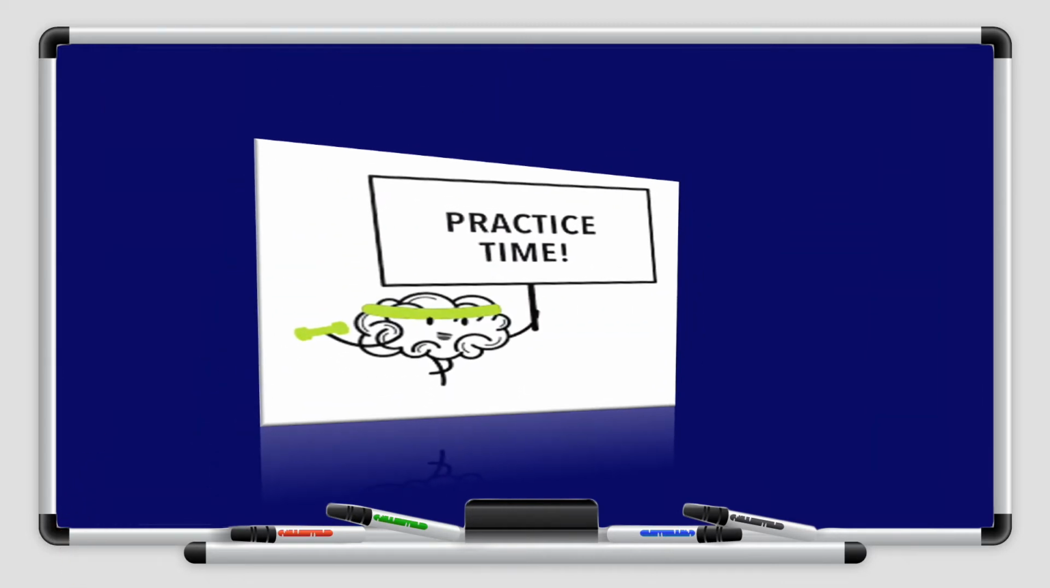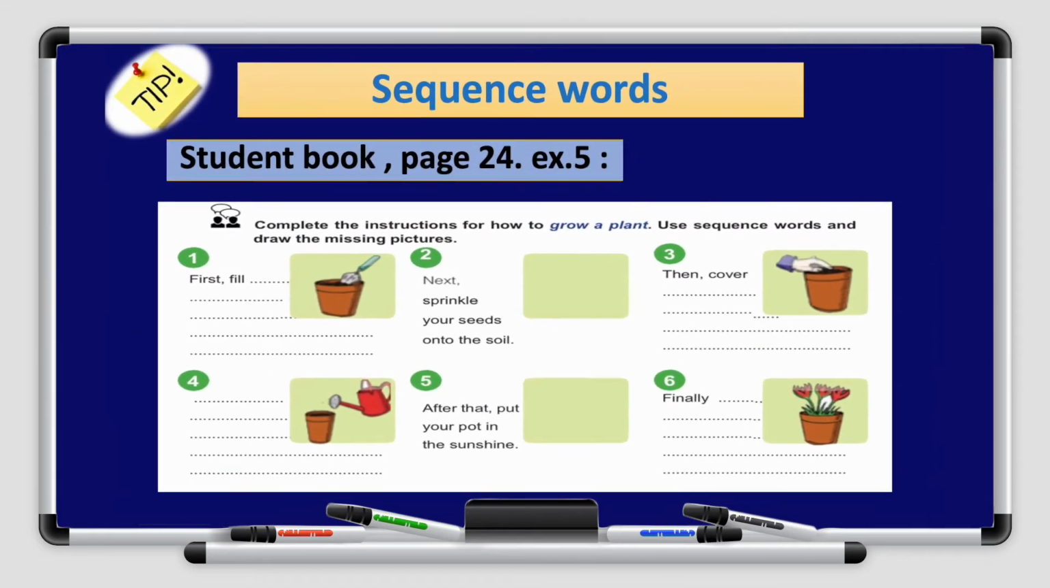I think it's easy for you. Now let's apply what we have learned together. In your student book, page 24, exercise 5, you will complete the instructions of how to grow a plant, use sequence words, and draw the missing pictures. Think of it and concentrate, and don't forget to use a sequence word followed by a comma.